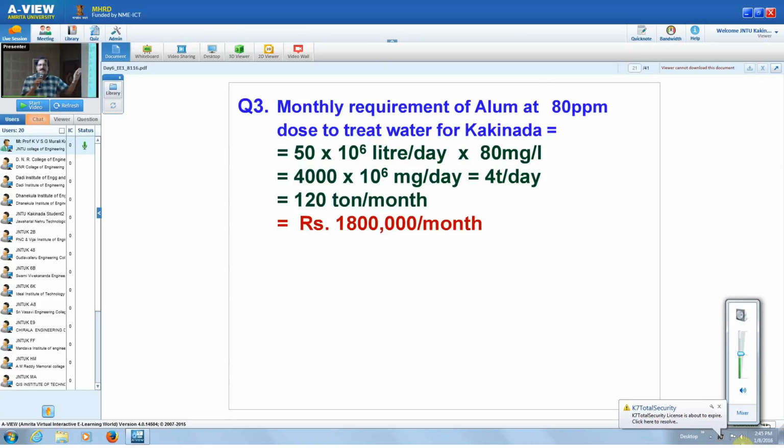We have seen already the monthly requirement of alum. This problem we have done last time. So for a treatment plant like Kakinada, every month we are spending 18 lakhs, because 1 kg alum costs about 15 rupees.